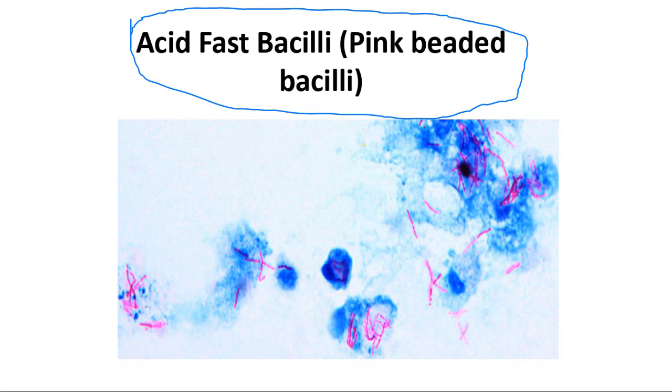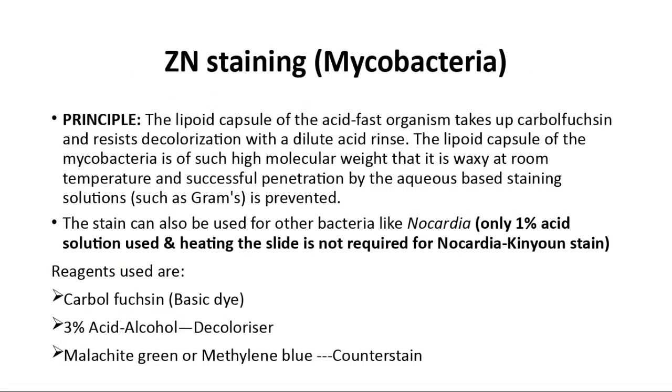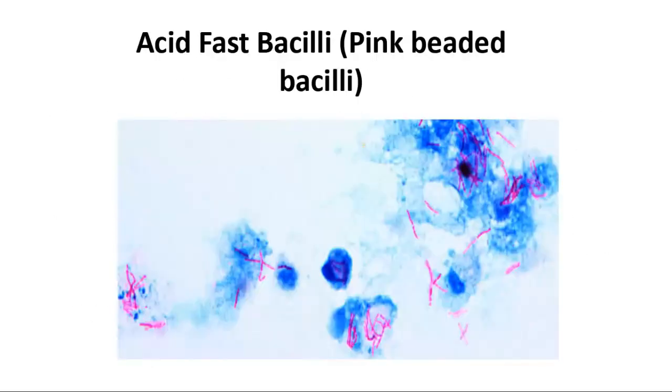And why pink? Because they retain the color of the first dye, the basic dye, which is the carbol fuchsin, which is red in color. As a result, these bacteria appear pink in color. That's why they are acid-fast positive bacilli, and most probably they are Mycobacterium tuberculosis. Clear? Okay.